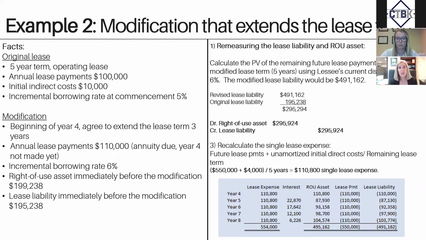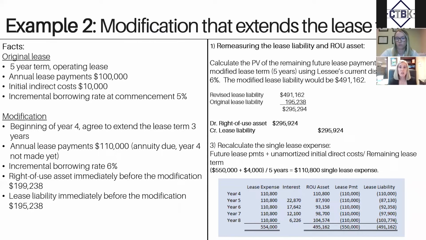So in this case, they're extending the lease term, so it's a modification. The new modified lease has annual lease payments of $110,000. So the lease payments did go up. And to mention, the right of use asset immediately before the modification was $199,238, and the lease liability was $195,238.